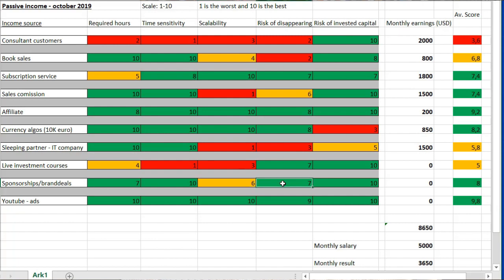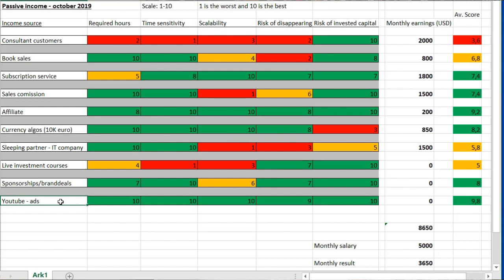Risk of disappearing, well, as long as that company wants to tell about their product and there is a successful YouTube channel, I guess they will not disappear, and I'm not going to risk any money. So it is an 8, so it is something that I'm not going to work hard to get, but if some opportunity presents itself, I might take it. So right now, $0.